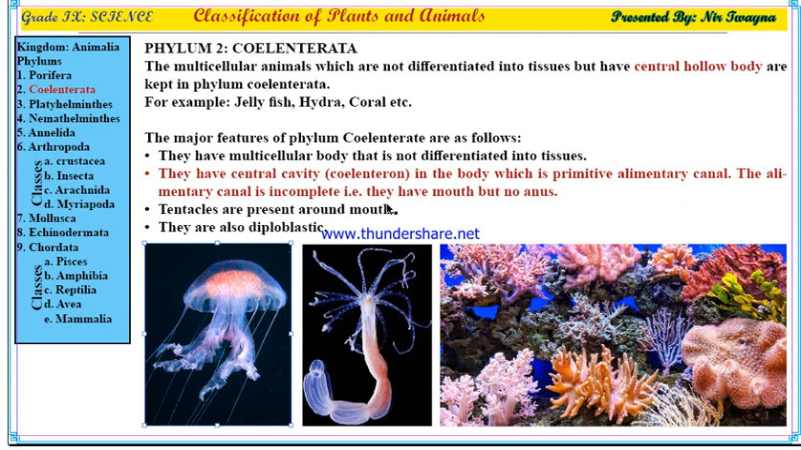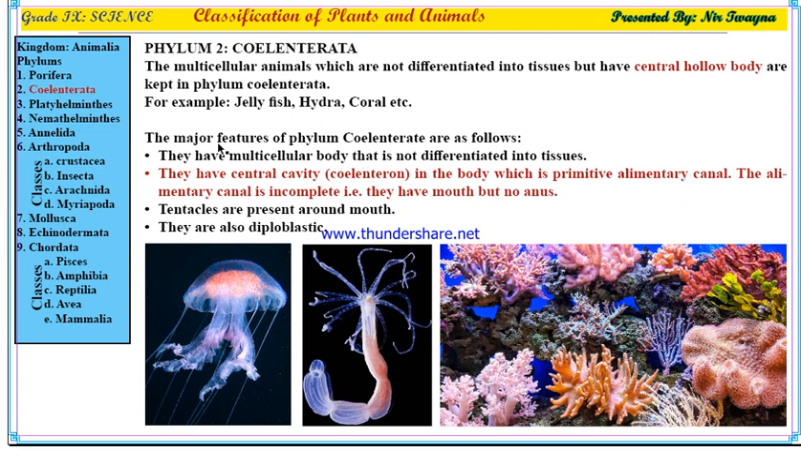And then they are also diploblastic. Diploblastic means their embryo has only two layers of tissues, endoderm and ectoderm. You will learn about the layers of the embryo in higher classes. Okay, that's all about phylum Coelenterata.